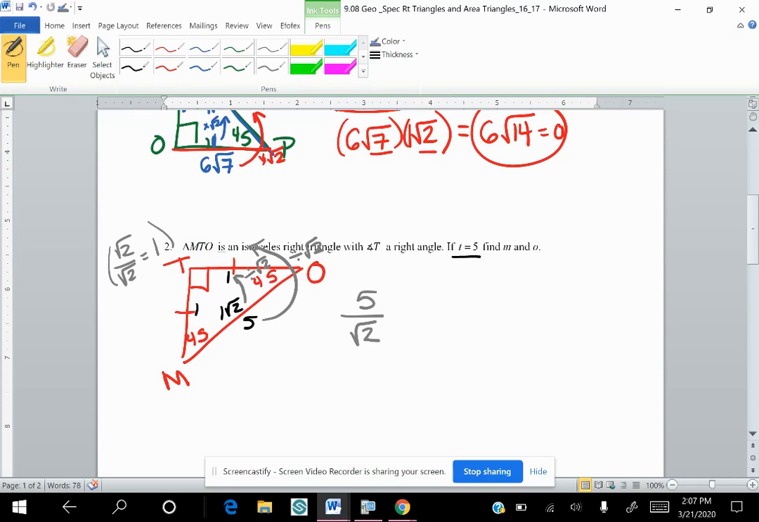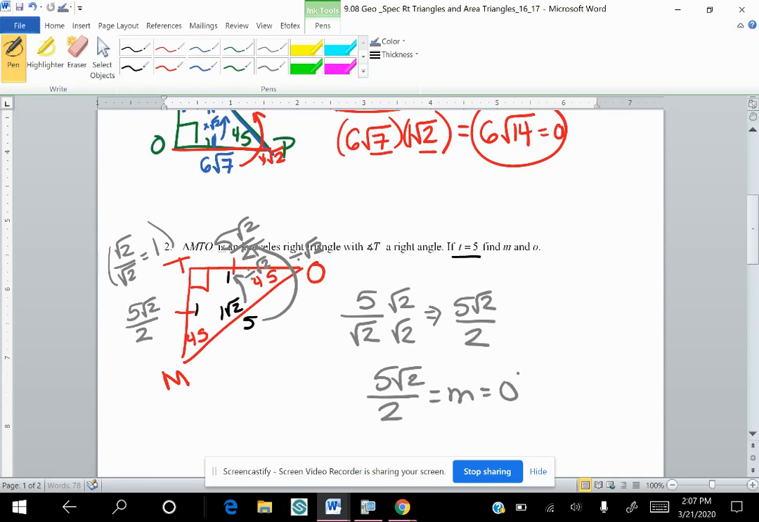Well, now we have a problem because we have a radical in the denominator, and we can't leave that in the denominator. So we're going to multiply both the top and the bottom by rad 2, giving us 5 rad 2 over 2 is going to be this side up here. And then we know these two sides are the same because it's isosceles. This is also going to be 5 rad 2 over 2. So 5 rad 2 over 2 is both M and side O for that one.